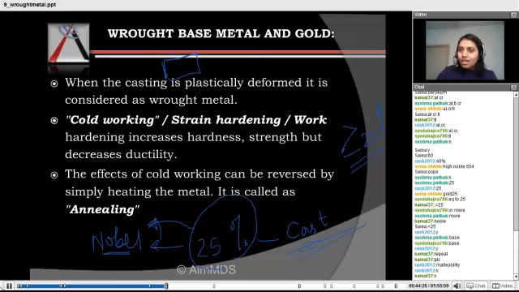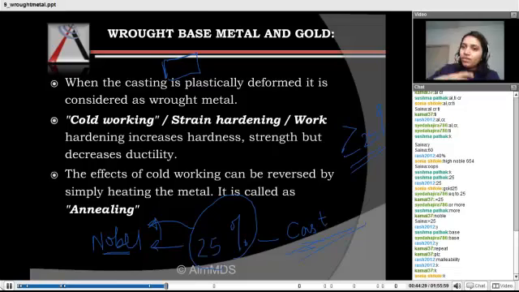So the pressure and everything that we have put on this particular cast metal converts it into wrought metal now. Once it is converted to wrought metal, its properties change. It becomes harder. It no more remains that ductile and malleable. Once you make a sheet and then try to make wire from it, you will find it is not getting converted to wire because its actual properties have changed.